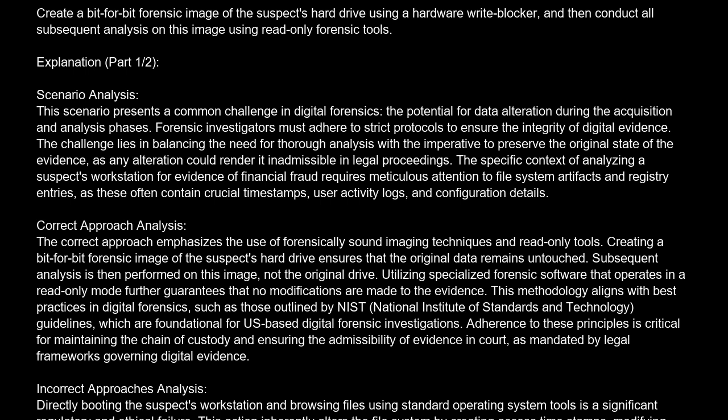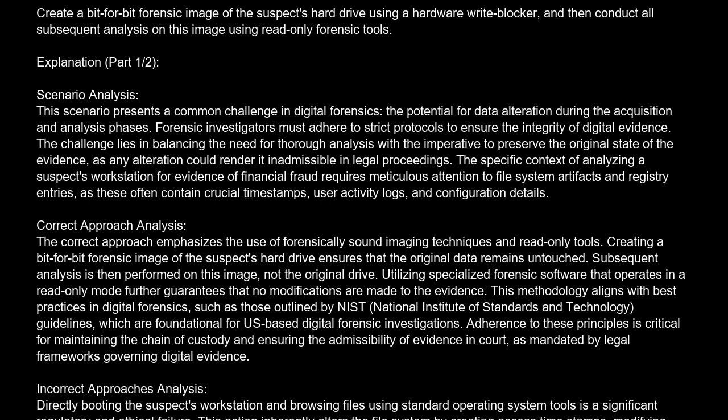The specific context of analyzing a suspect's workstation for evidence of financial fraud requires meticulous attention to file system artifacts and registry entries, as these often contain crucial timestamps, user activity logs, and configuration details. Correct approach analysis. The correct approach emphasizes the use of forensically sound imaging techniques and read-only tools. Creating a bit-for-bit forensic image of the suspect's hard drive ensures that the original data remains untouched. Subsequent analysis is then performed on this image, not the original drive.